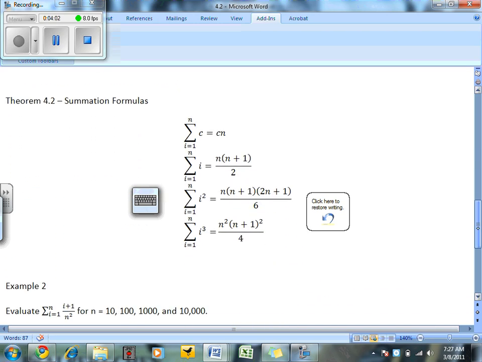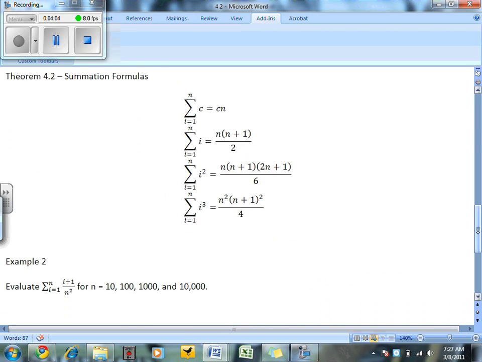Some summation formulas that we're going to need to know. It's going to make life a little easier for us when we get to problems like example 2 down here at the bottom. The summation of a constant is just a constant times our upper bound, because if you think about it, it's saying we're going to add this constant together as many times as our upper bound.